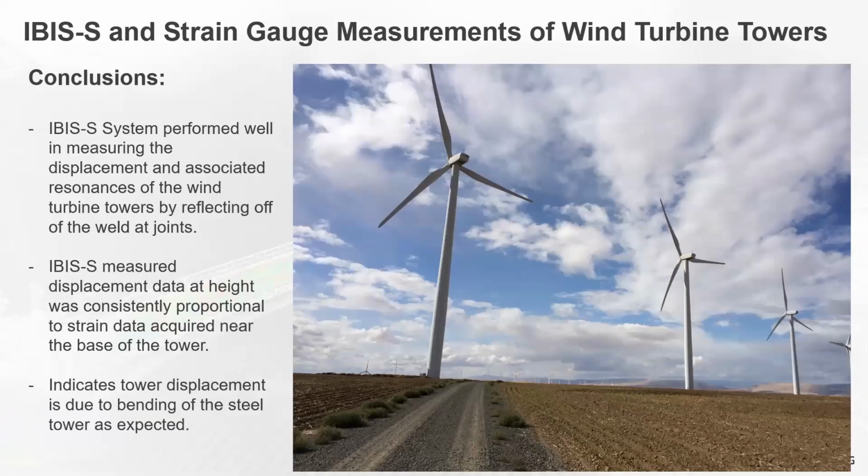So the IBIS system can perform well in measuring the displacements and associated resonant frequencies of the wind tower turbines. The displacement at a specific height was consistently proportional to the strain data acquired near the base of the tower. And that indicated that the tower displacement was really due to the bending of the steel as we expected.